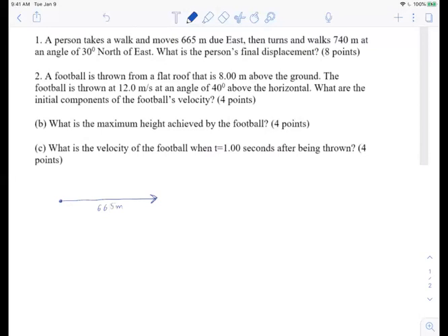Okay, so you have to really look at what the anchor is. The anchor is east. From east, they turn 30 degrees north of it. So basically they go something like this, 740 meters. And we want to know their final displacement, which is like saying, from point A to B, how much did that person move?